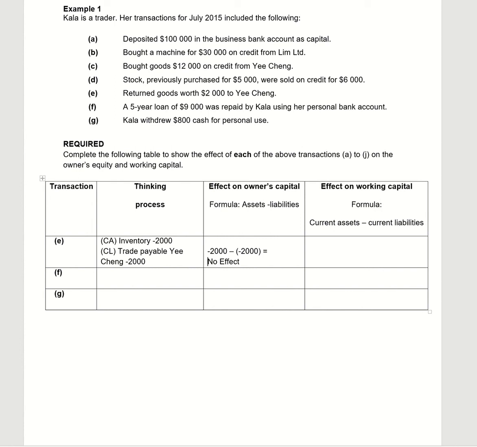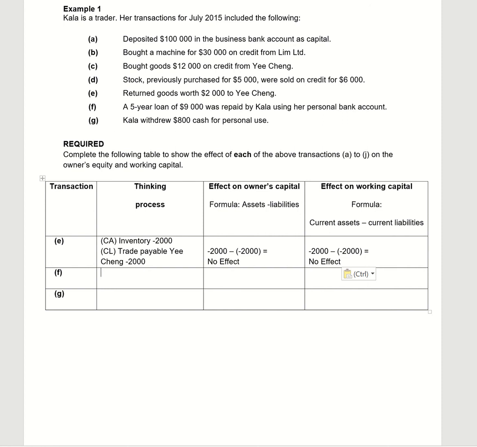And if you were to do the same again for your working capital, you are likely to get the same result because current assets and current liability are part of the formula for working capital. Okay, let's take a look at transaction F. We have a fire loan. These are business loans, but the owner is using her personal money to pay for it.